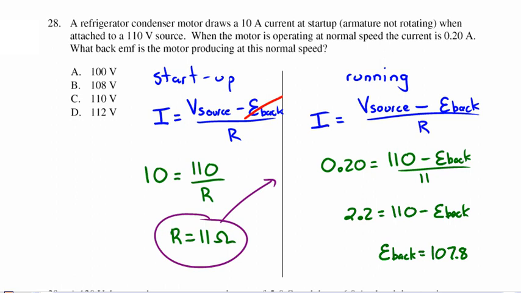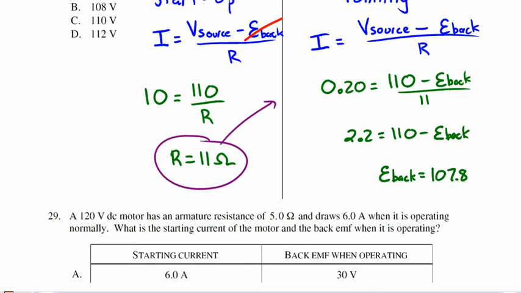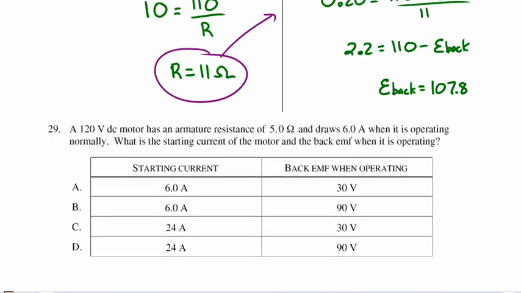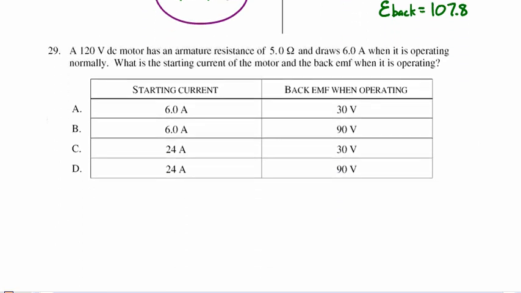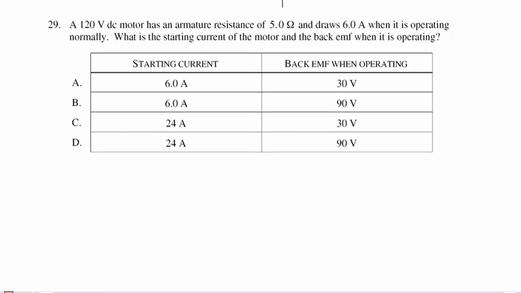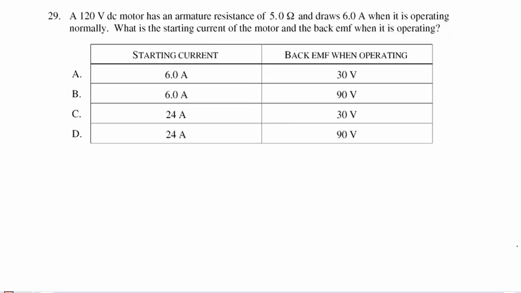Now the next question is very similar. It's also a motor, so we're going to do the deal where we split the page and look at startup, and we also look at it when it's running. So 120 volt DC motor, that's your source voltage, has a resistance of 5 ohms. We've got 6 amps when we're operating normally. You have to find the starting current and the back EMF. We've got a couple of things to find here.